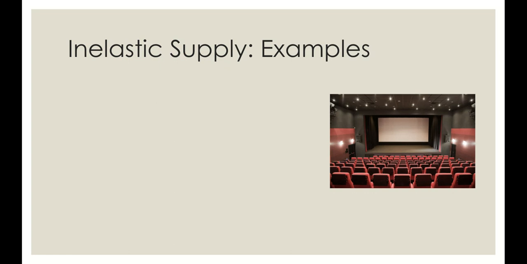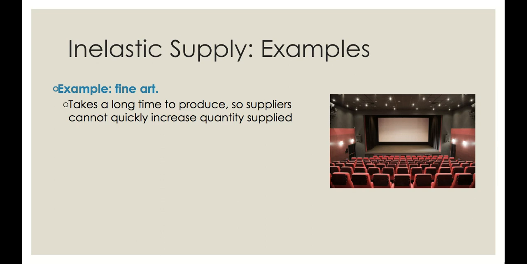All right, what are some examples of inelastic supply and what makes them that way? Fine art is an example. If the price of fine art rises substantially, suppliers cannot increase quantity supplied that fast. That's because fine art takes a long time to produce. Artists need to sit down and work on that, right? So suppliers cannot quickly increase quantity supplied in response to price changes. Make sure you have this down as an example of inelastic supply.